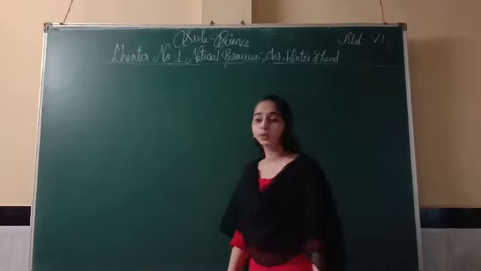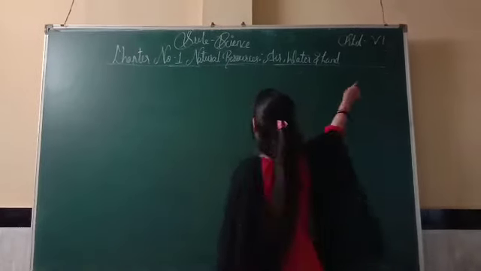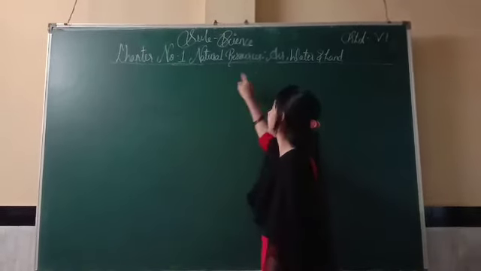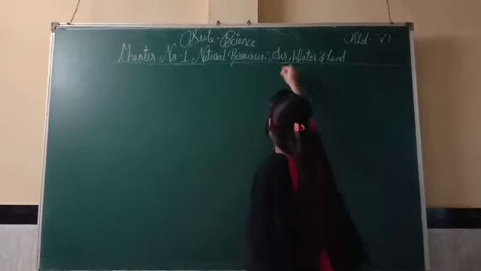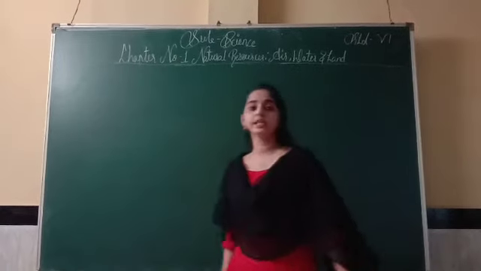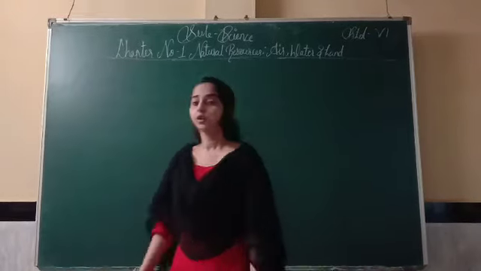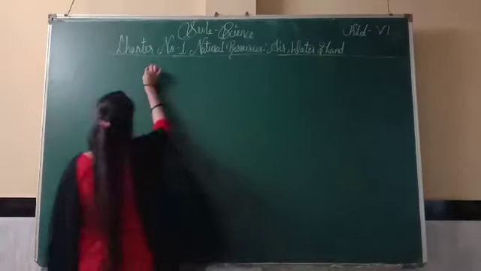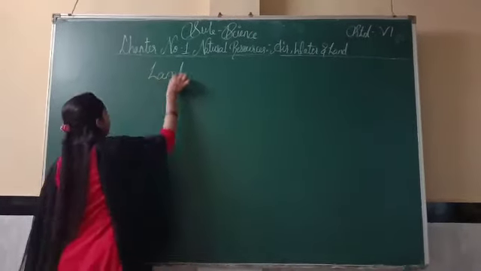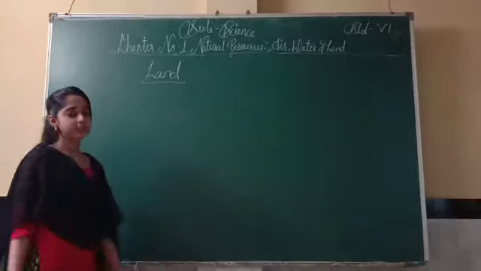Everyone, today we'll do the subject science of grade 6 and our chapter number 1 is natural resources: air, water and land. Last time we already discussed natural resources, air and water. Today we will discuss land. So our today's topic is land. What is land made up of?